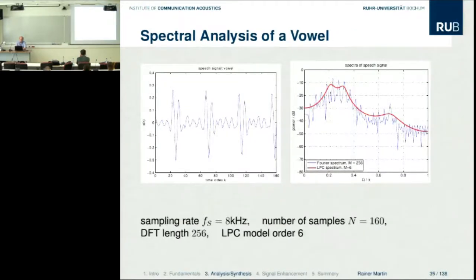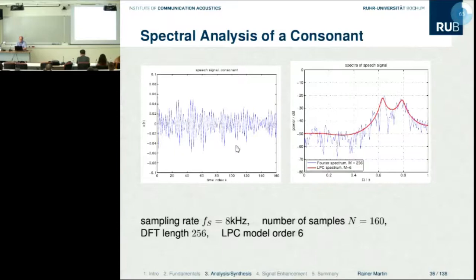A very brief reminder of how typical speech spectra look like. So here's a time domain signal, the left-hand side, on the right-hand side, in blue, the Fourier spectrum of the short time Fourier transform. You can clearly see the harmonics of the voice sound. And I've also indicated here what we call the envelope. So the spectral shape here represented by an LPC spectrum of order 6. And the nice feature about speech is that the envelope can be modeled by a low order filter. Same thing for consonant. Again, here, the noisy appearance of a consonant, and the spectrum now looks quite different with an emphasis of high frequencies, and again also the envelope is indicated here in red.